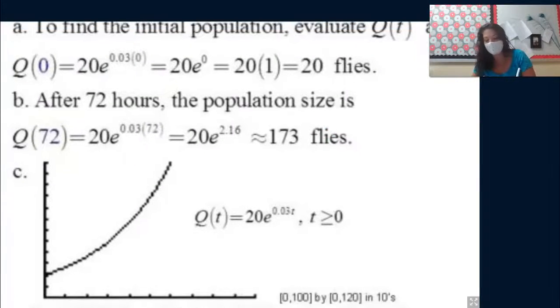And then to see what this looks like, we can see exactly how quickly that function is growing. So you'll notice that the population of fruit flies in a really short amount of time increases. When something increases a lot in a short amount of time, we call it exponential growth.